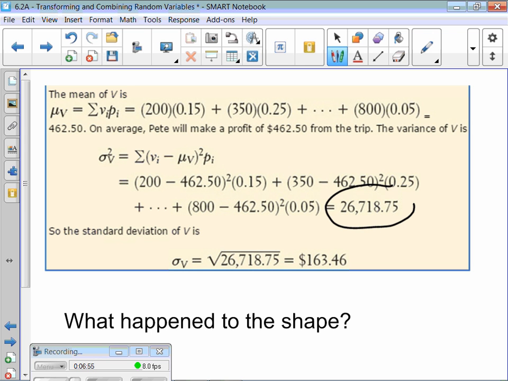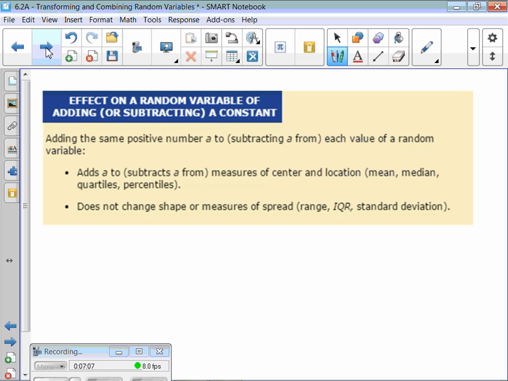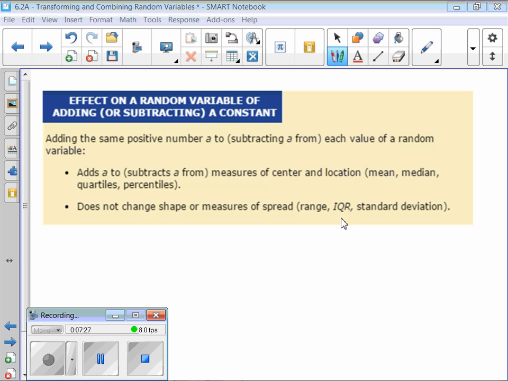So the shape stays the same. And here's my new mean. All I did is subtract 100 from the previous mean. And my standard deviation, after I multiply by 150, you do not subtract 100. It stays the same, all right? So notes to add. If you're adding or subtracting, you go ahead and do that to the measures of center, meaning the mean, the median, the quartiles, and the percentiles. But if you add or subtract, it does not change your measures of spread, which is the range, the IQR, and the standard deviation.